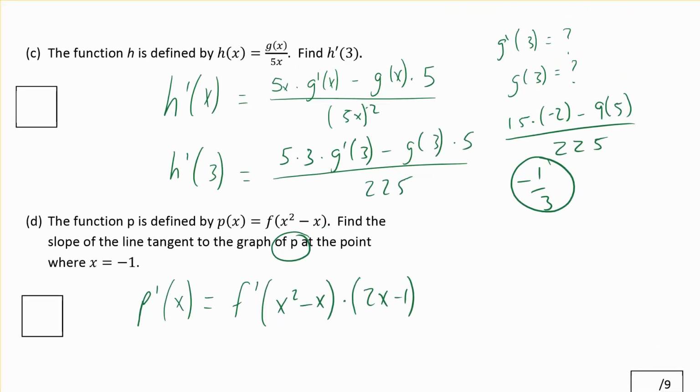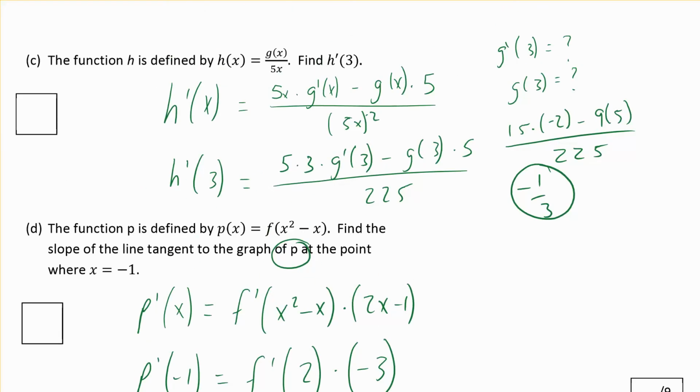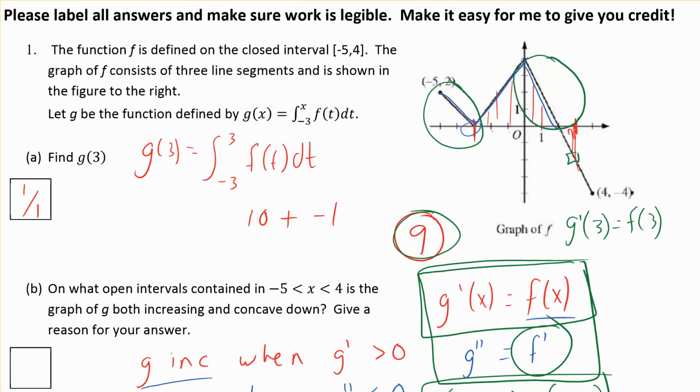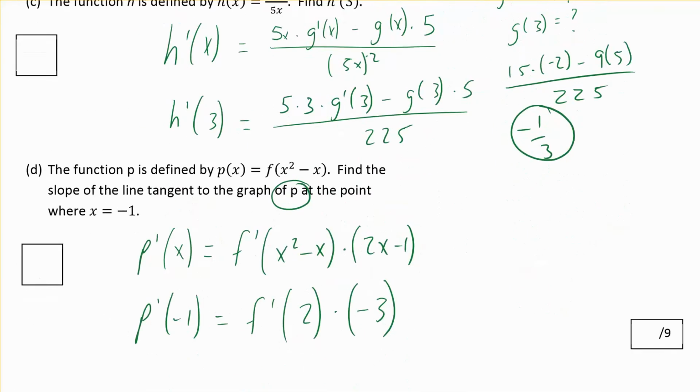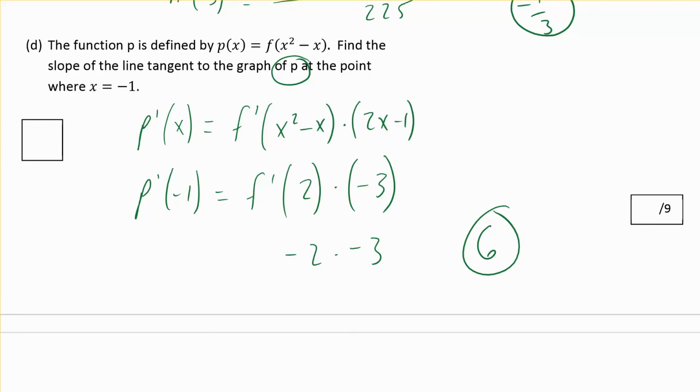So in C, we did the quotient rule. In D, we're working on the chain rule. And if I want p prime of negative 1, I can start plugging it in. That means I want f prime of 2 times negative 3. And I look up in my graph. What is f prime of 2? Here's 2. That's a negative 2. So I have negative 2 times negative 3. My answer is 6. I think the kids who got part D wrong were really trying to do too much.